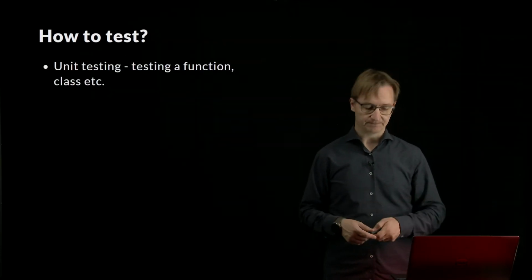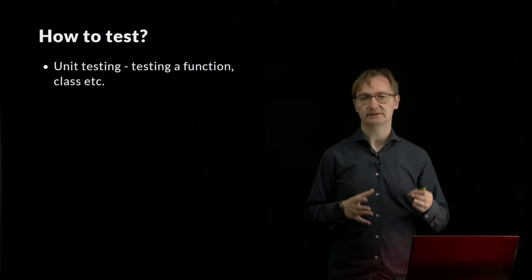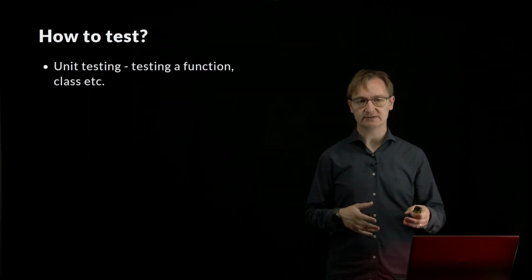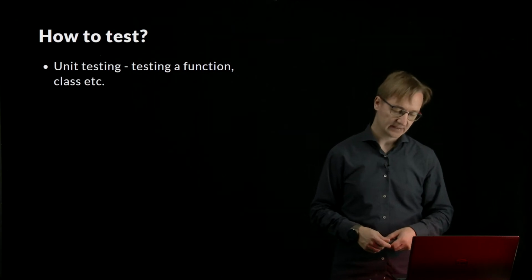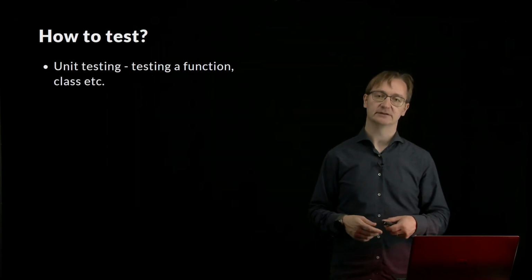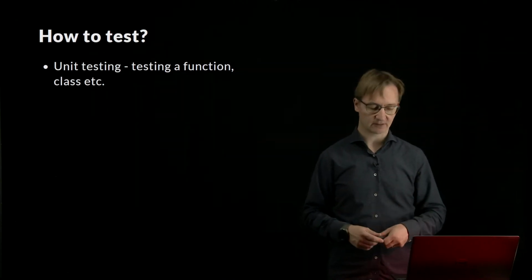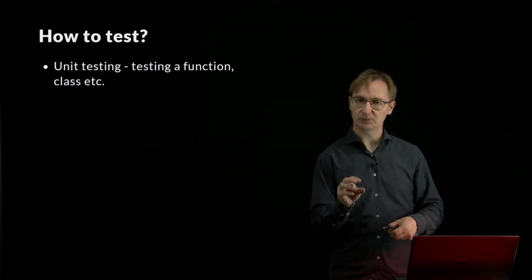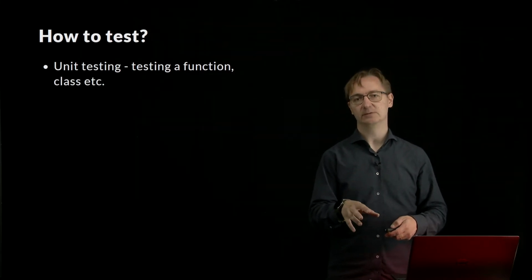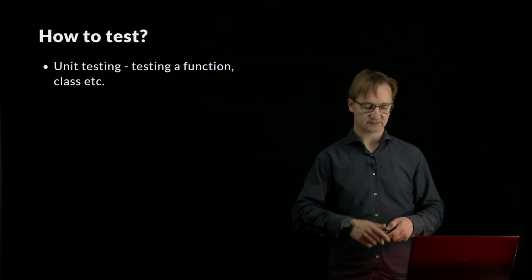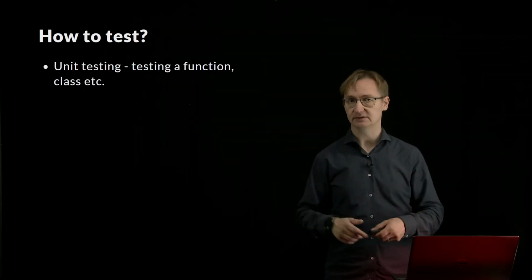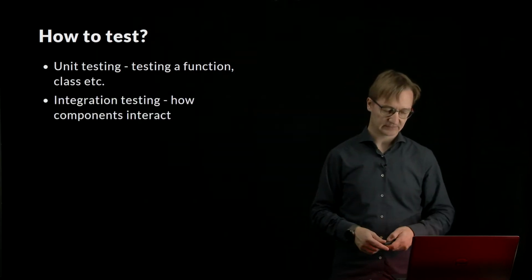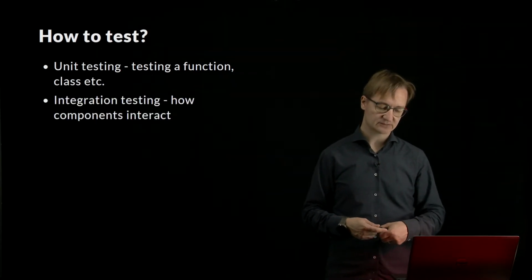So how to test? We have different testing methodologies and different things to test actually. Unit testing is the main thing, and what we are covering here is that we test a function or a class or a small piece of code, and we expect this function to do something certain, so that if I call this function, I get this result.